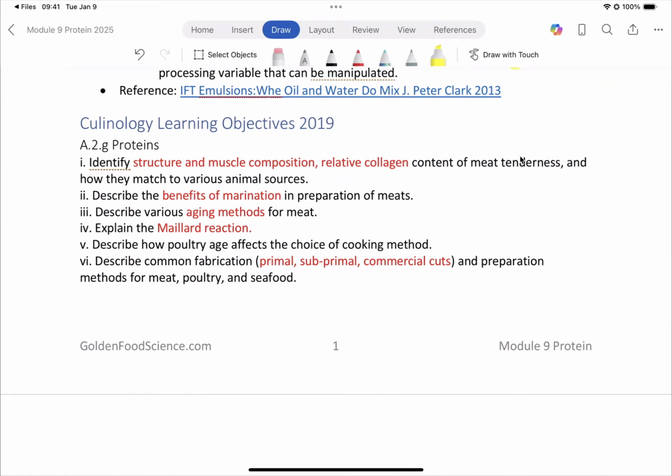All right, moving on to proteins. So identifying structure and muscle composition. I'm going to talk about muscles a little bit. Relative collagen content of meat tenderness. Understand that. I think it should say and meat tenderness, right? The more collagen, the less tender, so I think that's kind of miswritten.